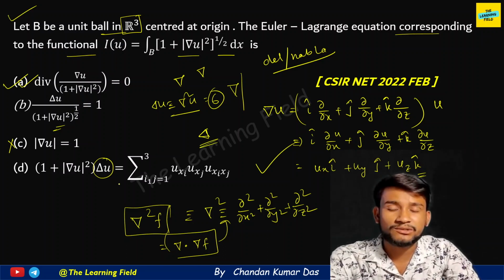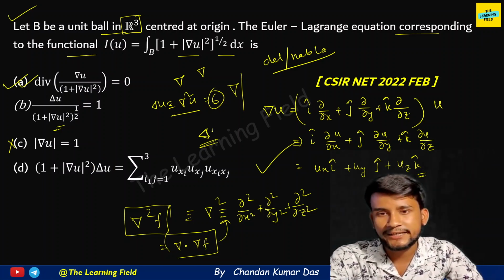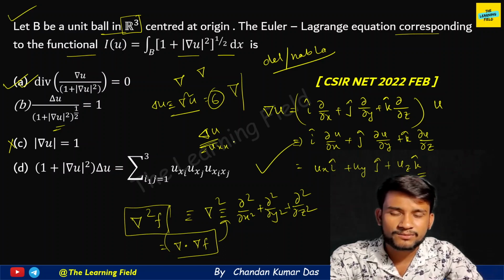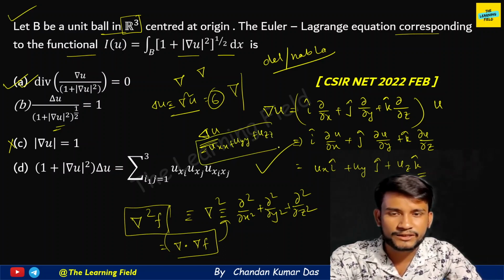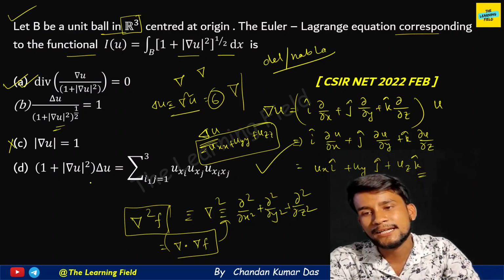So this is the case here. Okay, so suppose let us take del dot del u is equal to u xx plus u yy plus u zz. This is the Laplacian. If we take this, then the fourth option is true, and the fourth option exactly matches.